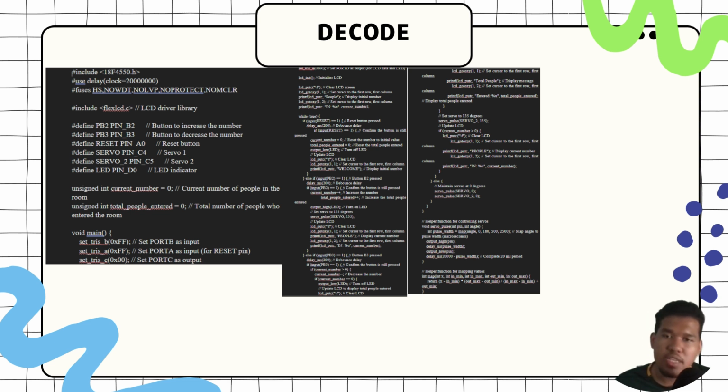The program functionality: display the current and the total number of people, control the servo for entry and exit, toggle an LED based on room occupancy, and allow resetting the count via a reset button.